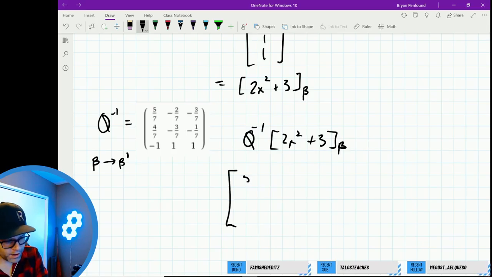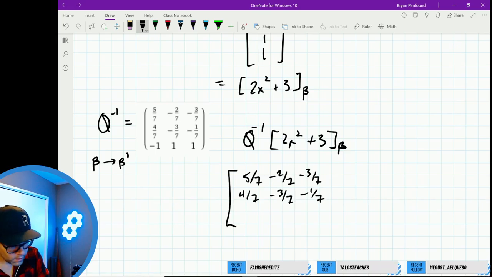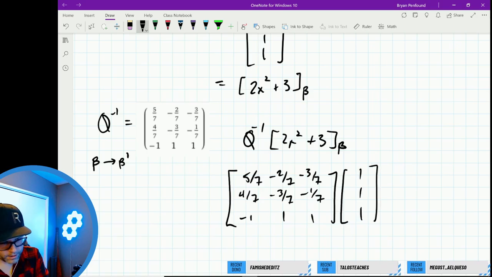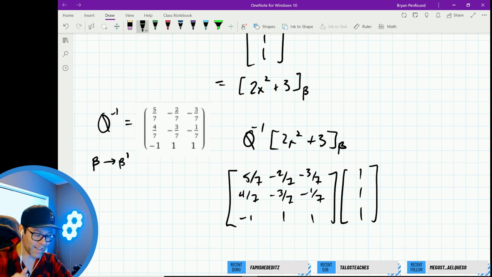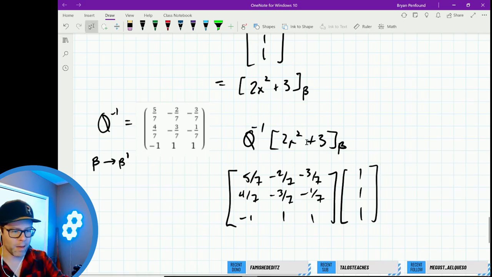So let's take our 3 by 3, which is 5 sevenths, negative 2 sevenths, negative 3 sevenths, 4 sevenths, negative 3 sevenths, negative 1 seventh, negative 1, 1, 1. We're going to take 2x squared plus 3. With respect to basis beta, we know that's 1, 1, 1. Multiplying this out should hopefully give us 0, 0, 1, because we know that this is the third basis vector in beta prime.